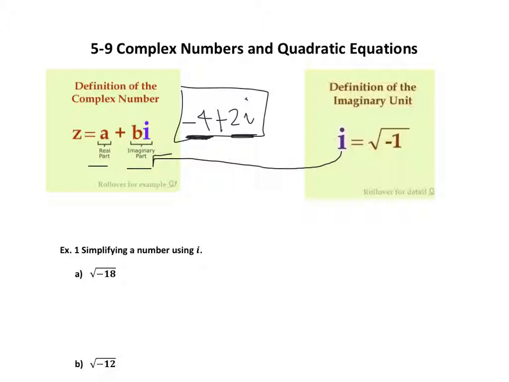So as we go down and we work on our numbers, we're going to make sure that we order it in a plus bi form. That is standard form for a complex number. So if you hear me say standard form for a complex number, that is what I mean. So first we're going to just talk about how do we simplify numbers using the imaginary unit.